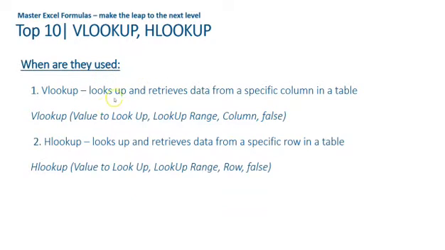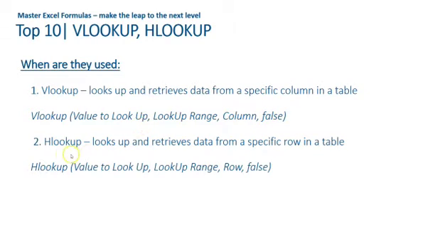What is the structure of the formula? First of all, we need to select the value that needs to be looked up, then obviously the range in which that value needs to be looked up, and then which column the formula should retrieve data from, and then I have written here false, but it can be true as well. False ensures that an accurate outcome is provided, whereas if this is true, the outcome can be approximate as well.